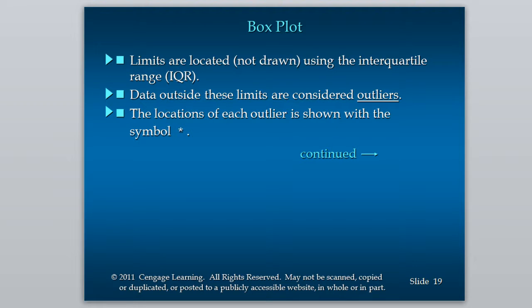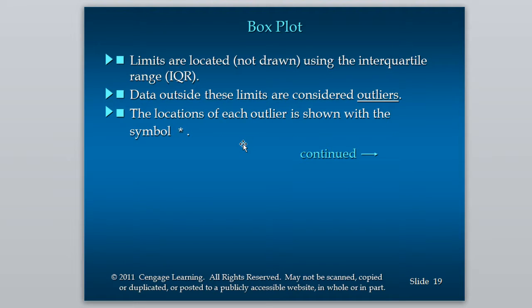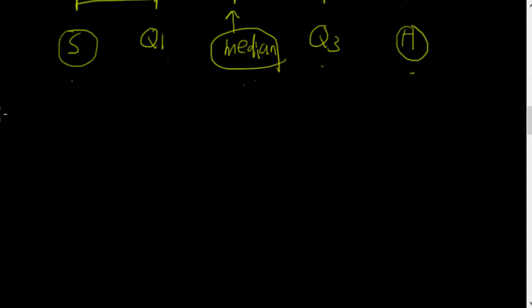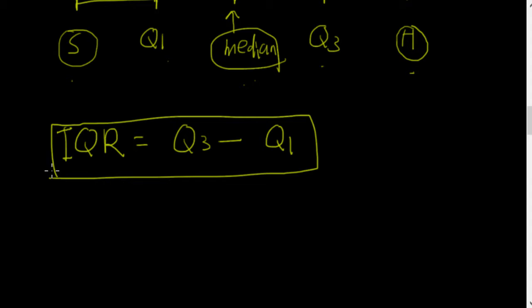And there is another term, what's called the IQR, the interquartile range. The interquartile range is Q3 minus Q1. So IQR, let me write it here: IQR is Q3 minus Q1. That's the interquartile range.